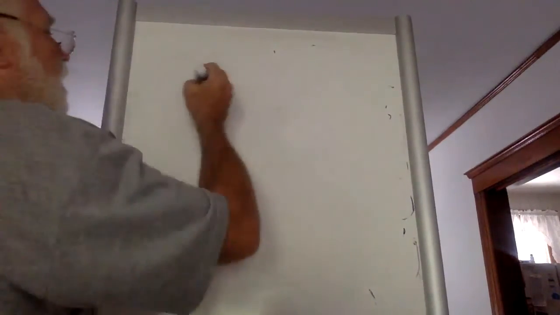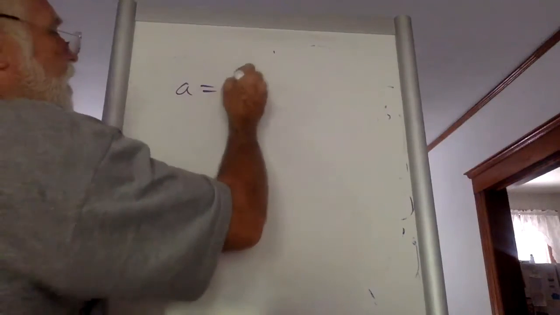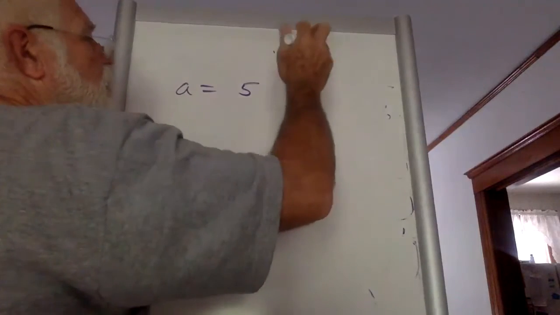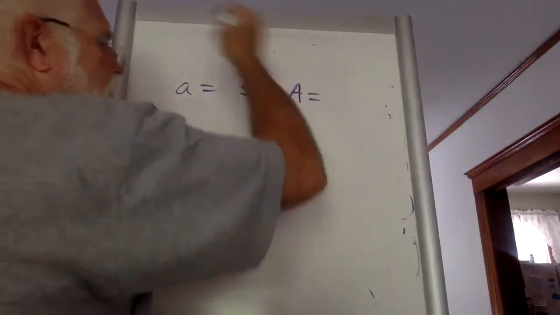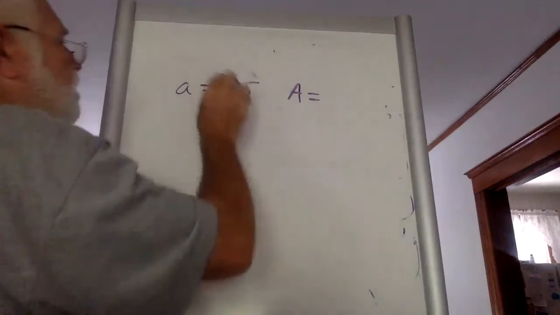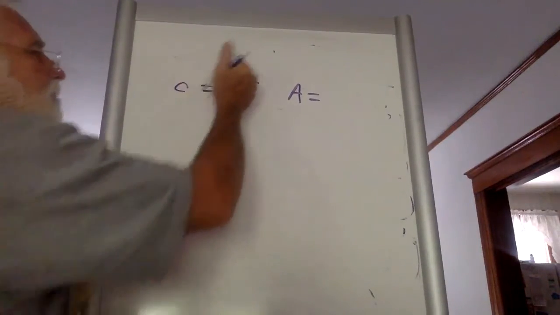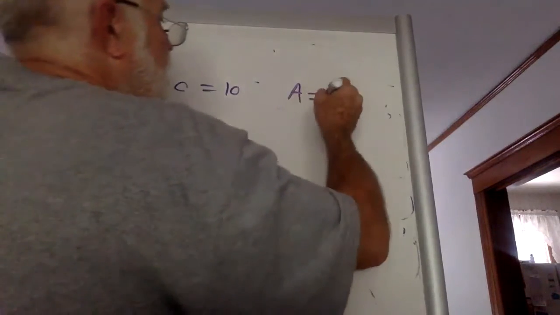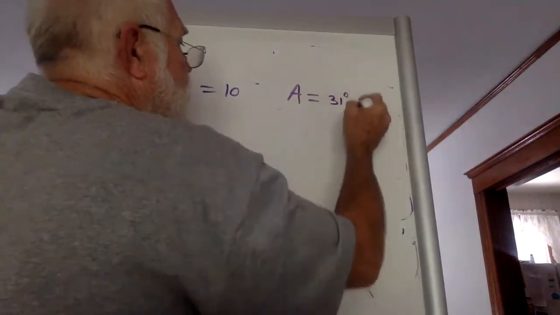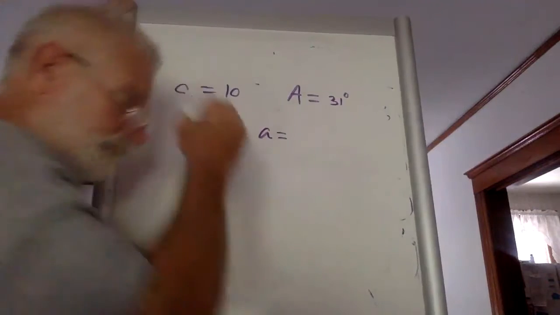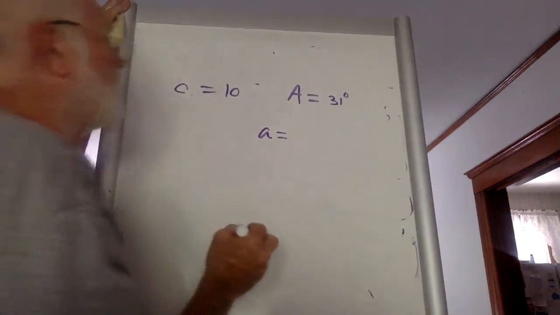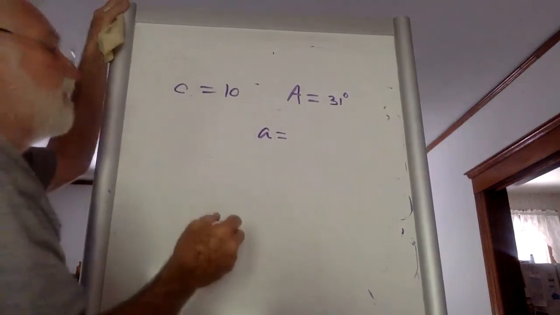All right, so let's say we have A equals 5 and C equals, and big A, what am I trying to find? I'm going to say C is 10. So little c is 10, and big A is 31 degrees. Can you find little a? Remember, you're pausing the video. This is what leads us to nice vector work down the road. We'll have to get to physics class.